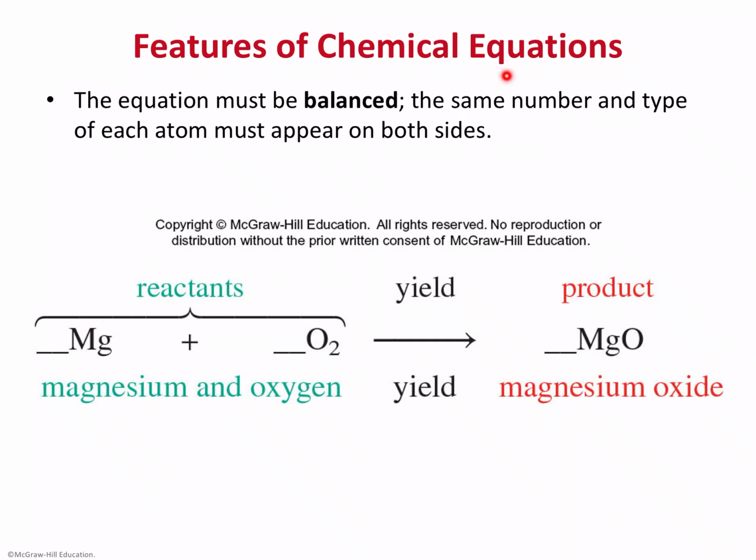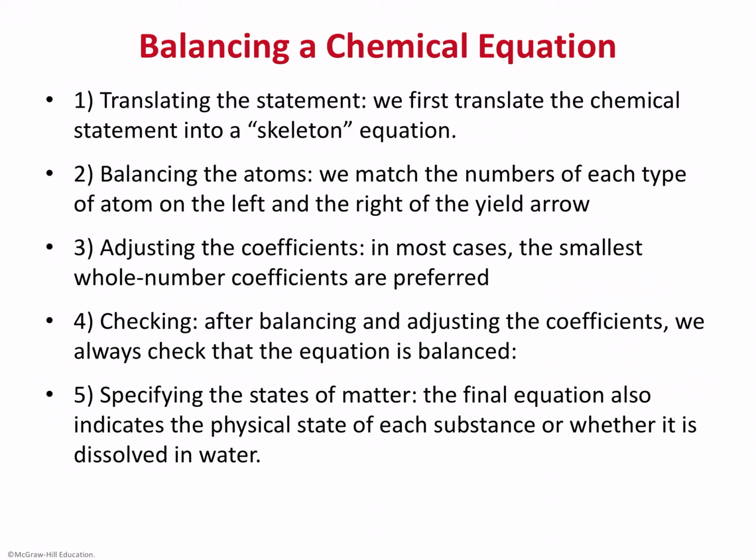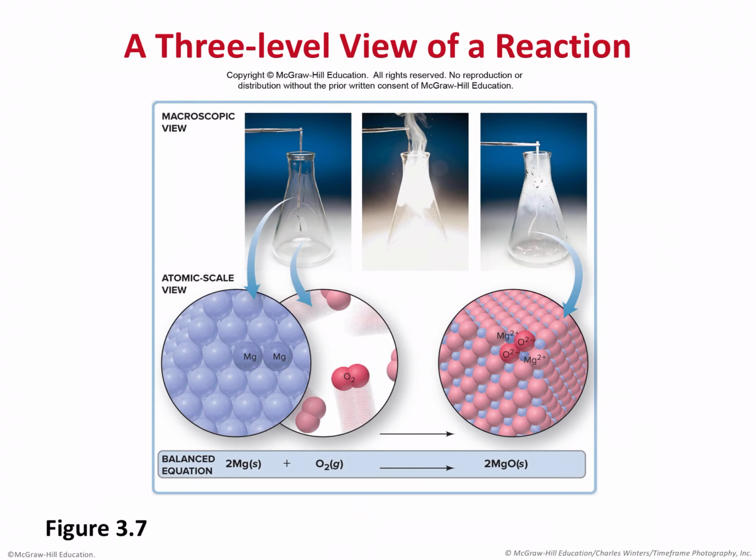Features of chemical equations. The equation must be balanced. The same number and type of each atom must appear on both sides. Now here we have an example: magnesium with oxygen giving you magnesium oxide. Magnesium is the reactant plus oxygen yield arrow magnesium oxide. Now this reaction is not balanced, so we need to balance it. How do we balance it?